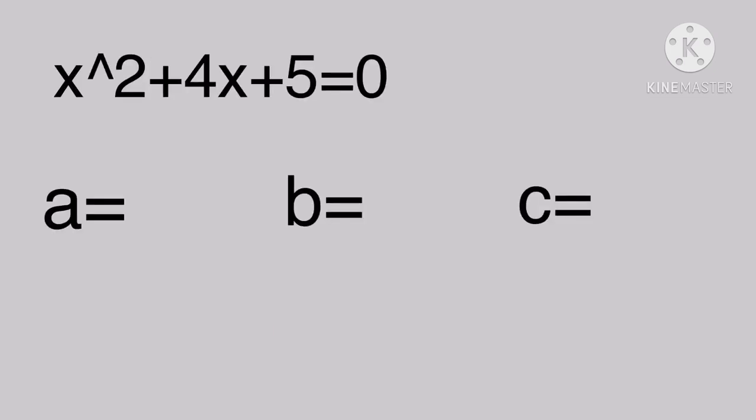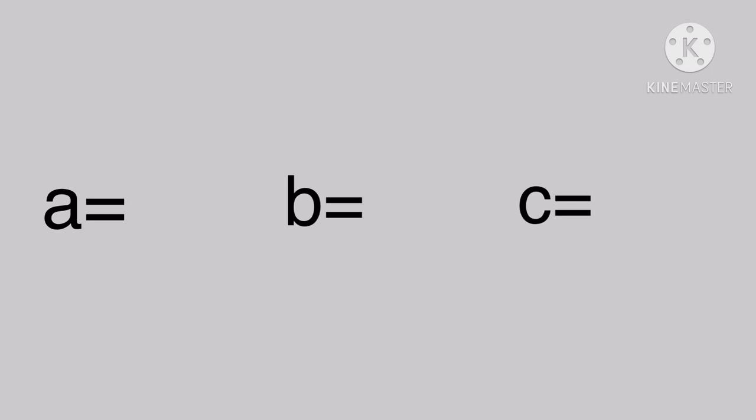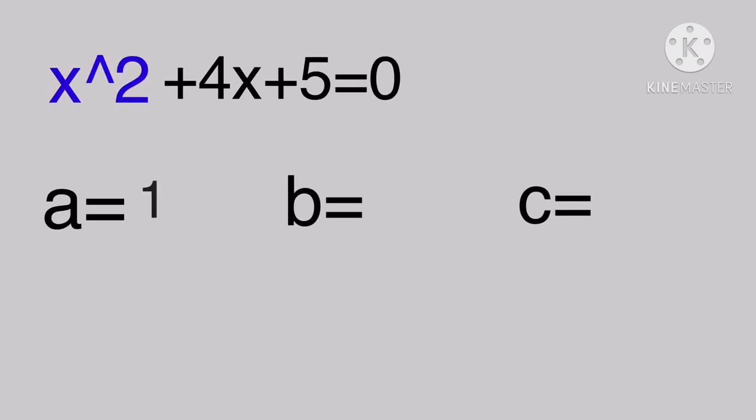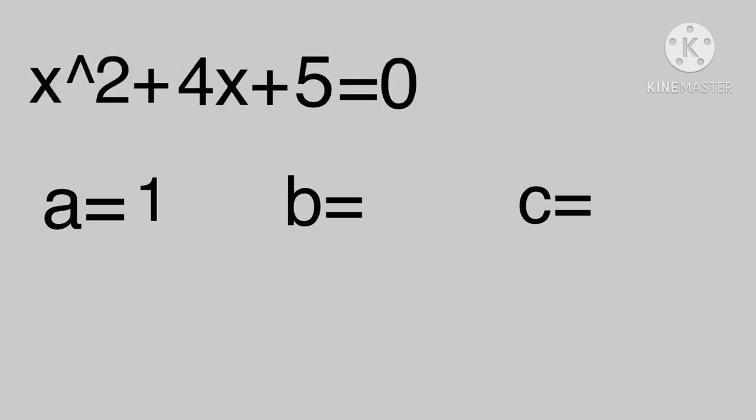Now that we know the locations of the variables a, b, and c in a quadratic equation, we can now identify their values. The value of a is 1 because, as we can see in the first term, there is the variable x, which automatically means 1. The value of b is 4 and the value of c is 5.